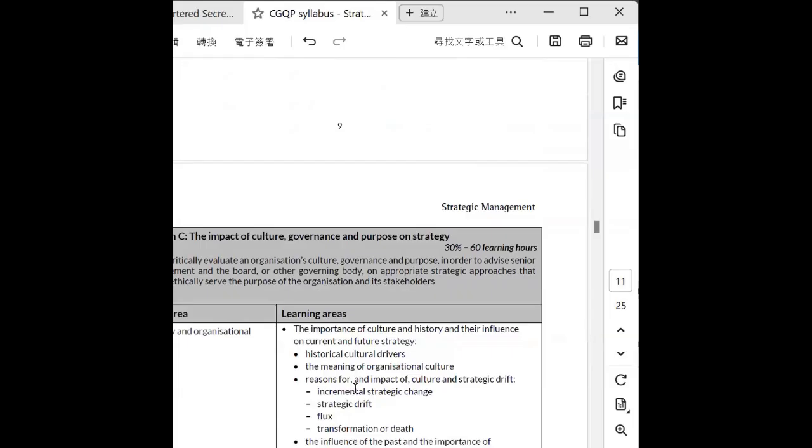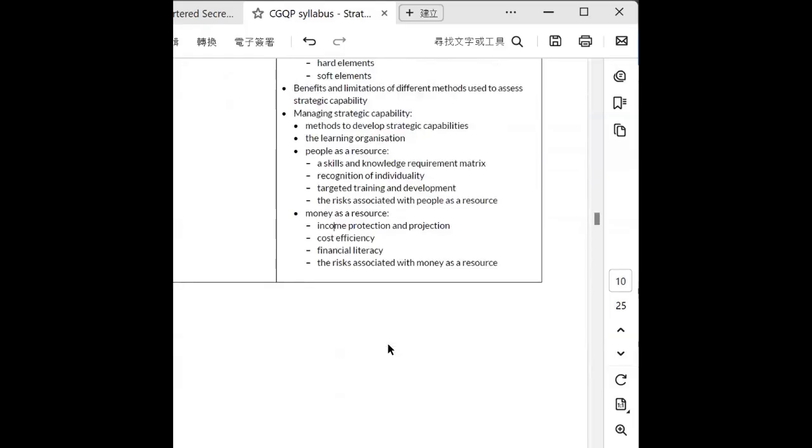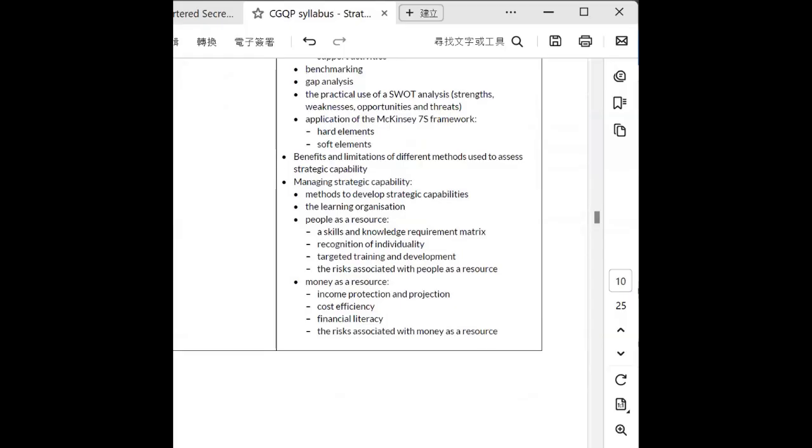So basically, these are the main topics in section B. As you can see, section B is about assessing the external environment and the internal capability. So when we talk about the external environment, we say that the evaluation of the external environment helps the companies to anticipate changes and to adapt strategies, which aligns with the external realities.